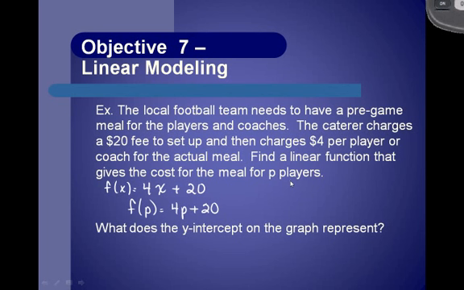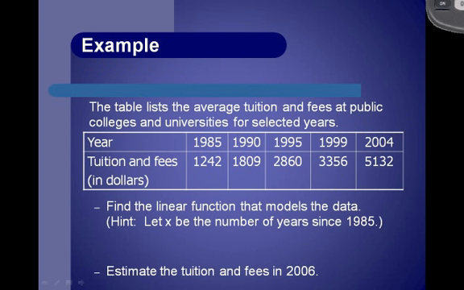Now, what does the y-intercept on the graph represent? Well, if we graphed it and P was 0, then the first y value is 20. So that means the 20, or the y-intercept, is the cost for P equals 0 players. That is our initial value, and then the line would increase at a rate of 4 for every player or coach.